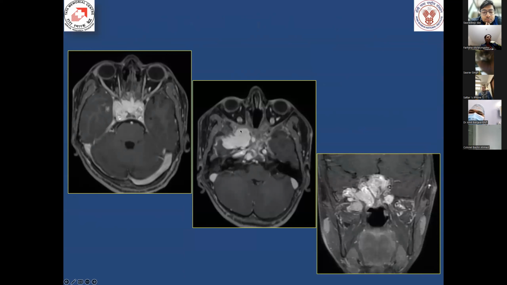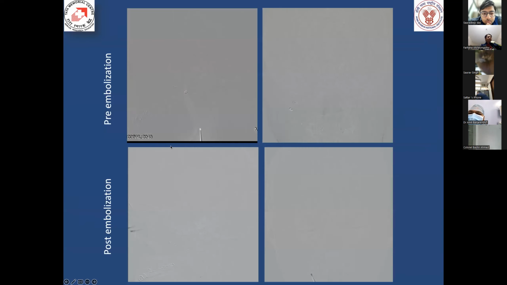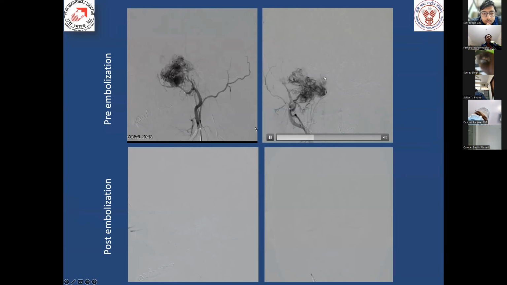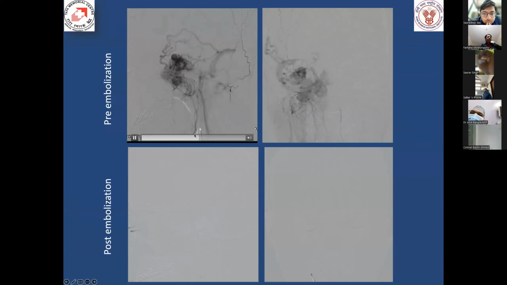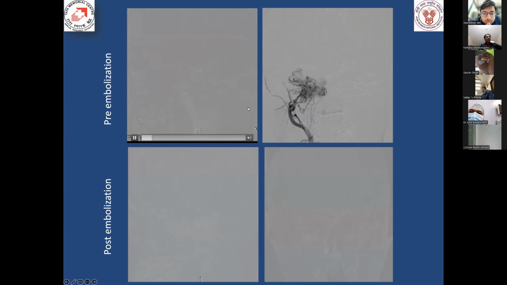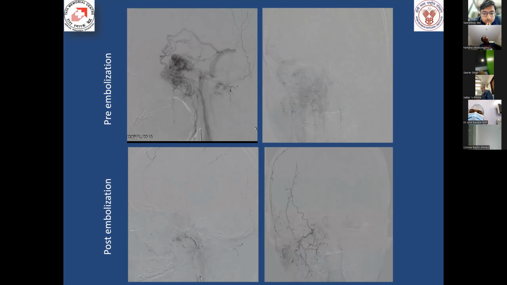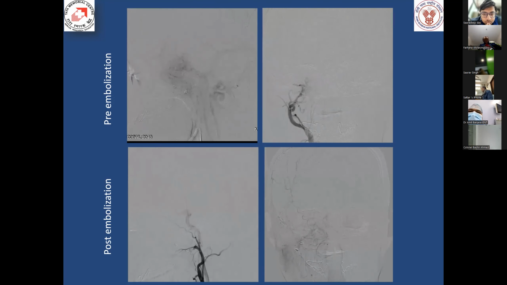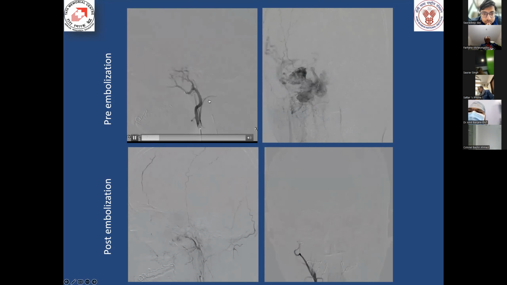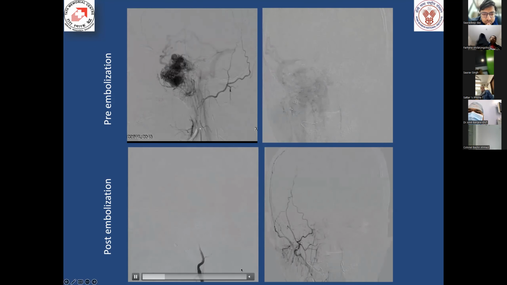So again, JNA recurrence. So this was the ECA component, and this was predominantly supplied by the ICA. The BTO was done, so this was supplied by ECA. So this is how a DSA image looks like. DSA is digital subtracted angiography. Everything is subtracted, the bone, the soft tissue, everything. And the only thing that we see is the contrast that we are injecting. So this is the clarity that we get.